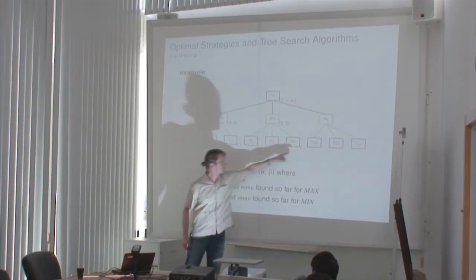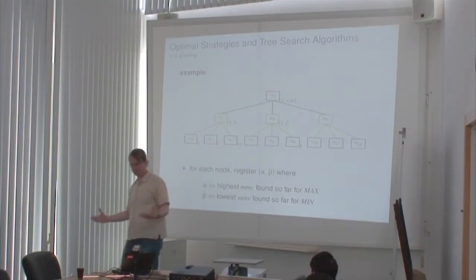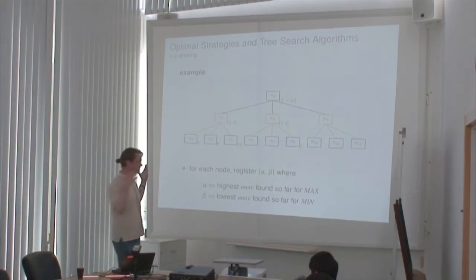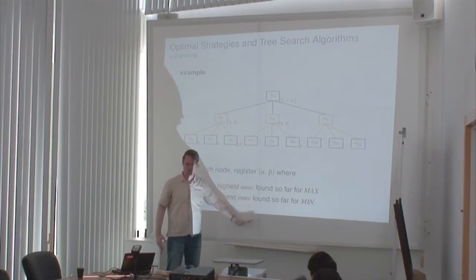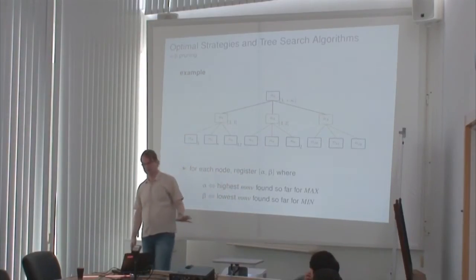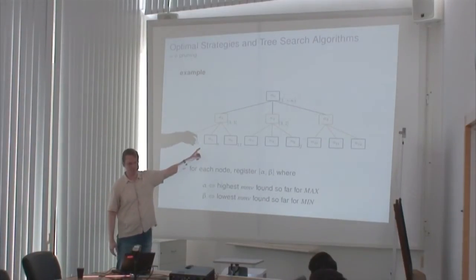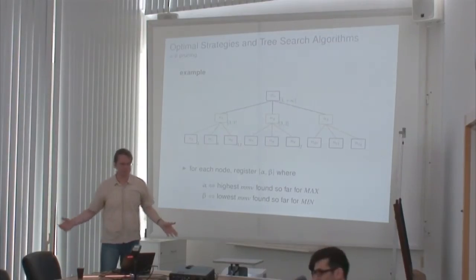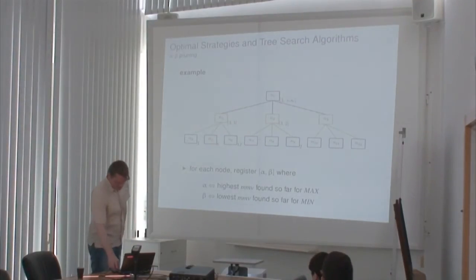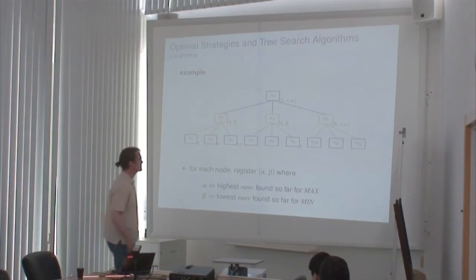Because just by looking at that 2, which is less than the 3 he or she can expect so far, it's obvious that whatever is to follow here, and that could go down levels and levels and levels, would not be better than what has been found here. So it does not have to be expanded anymore. We can use this information.